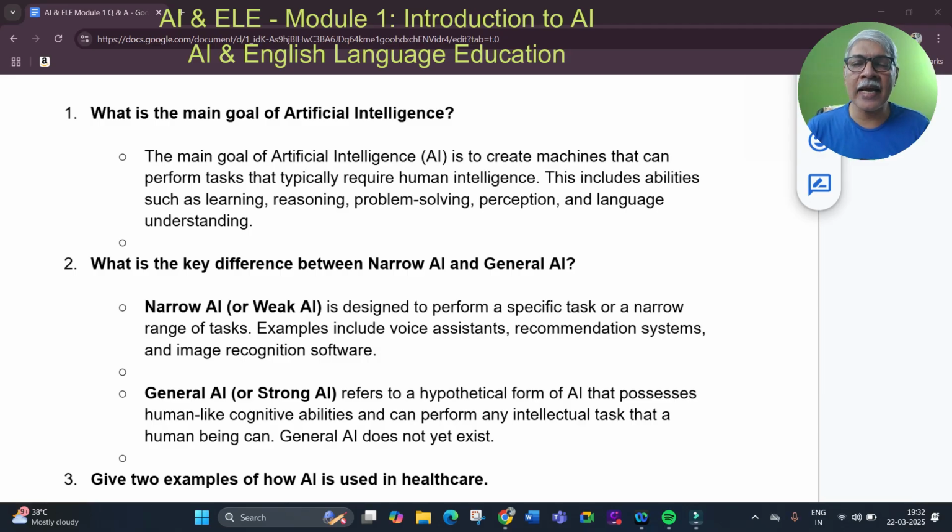Now what is a general AI or strong AI? Here it is a form of AI that possesses human-like cognitive abilities to perform an intellectual task that a human being can. So maybe let's say you are giving your blood pressure and other vital statistics to a machine. It checks with other information from other sources and gives you a diagnosis. I mean, this sort of thing is what a general AI is believed to do. Now, this is still in the hypothetical stage.